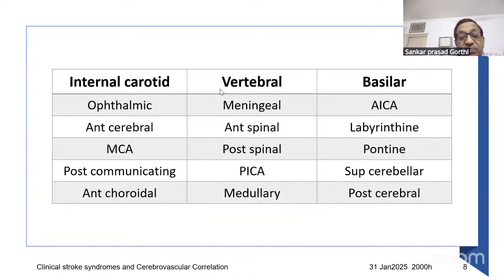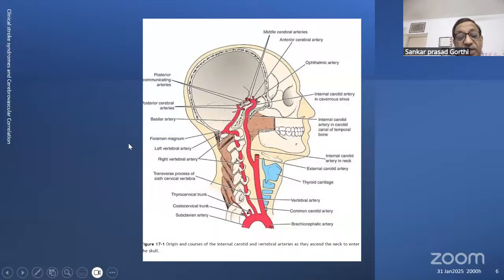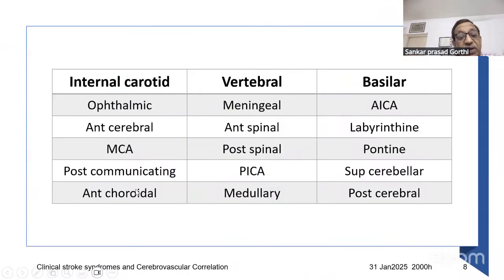So for memory's sake, the internal carotid is the anterior circulation. You have the ophthalmic branch, which is the first, then the anterior cerebral, middle cerebral artery, posterior communicating artery, and anterior choroidal artery. So these are the main branches of the internal carotid artery. Whereas the vertebral artery gives rise to meningeal branches, and it gives a branch down to the spinal cord. This is the anterior spinal artery and posterior spinal artery, posterior inferior cerebellar artery, and medullary artery branches. Out of this, PICA is very important because we keep getting lateral medullary syndrome or Wallenberg syndrome.